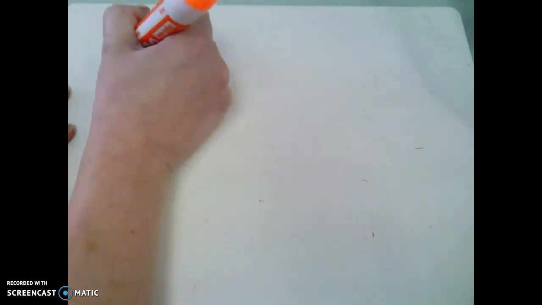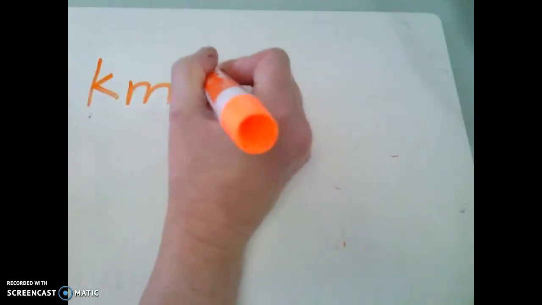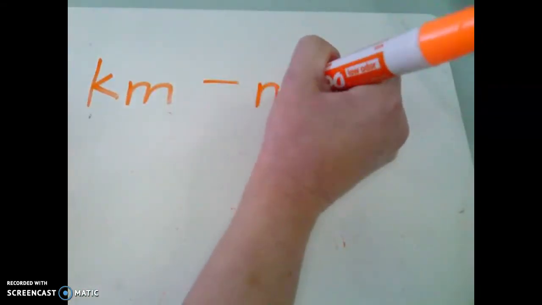Okay, kiddos, today we're going to work with some metric numbers. In the United States, we measure things in what's called standard measurements, but most of the rest of the world uses the metric system. So today we're going to look at changing kilometers, which is abbreviated km, into meters.